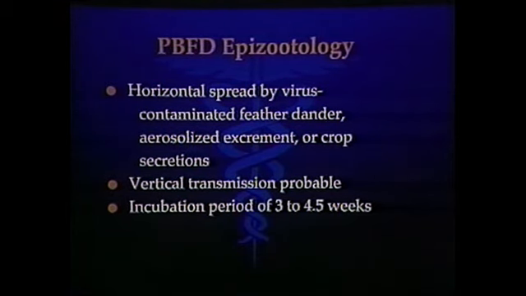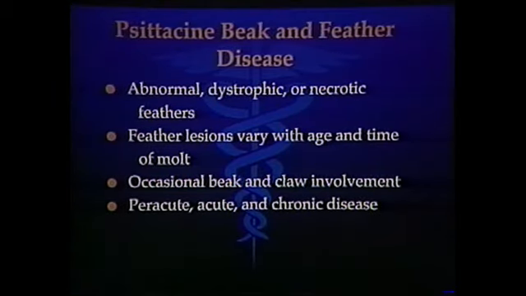The incubation period for beak and feather disease is generally 3 to 4.5 weeks. This disease in psittacine birds usually presents with abnormal dystrophic or necrotic feathers. The type of feather lesions and distribution vary both with the age of the bird when it is first infected and the time of molt. Generally, once feather lesions are observed, they will progress with successive molts.